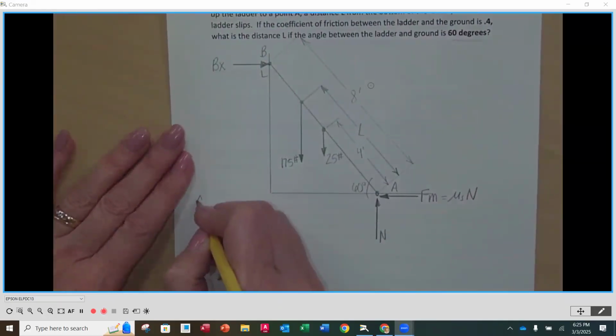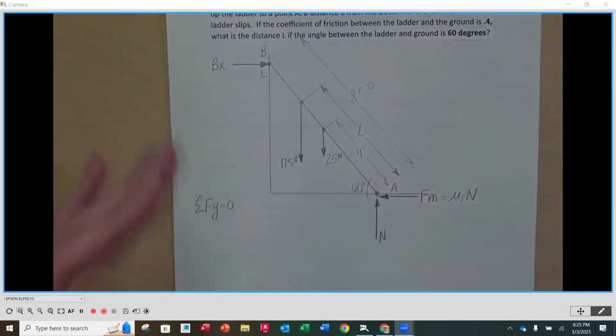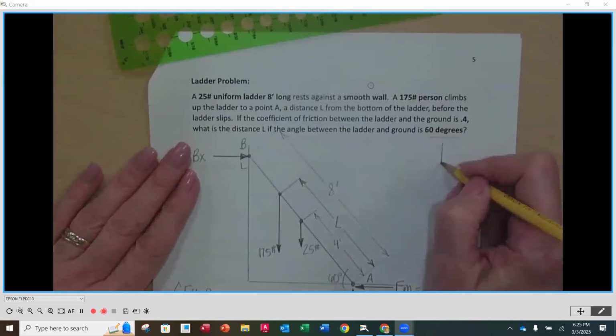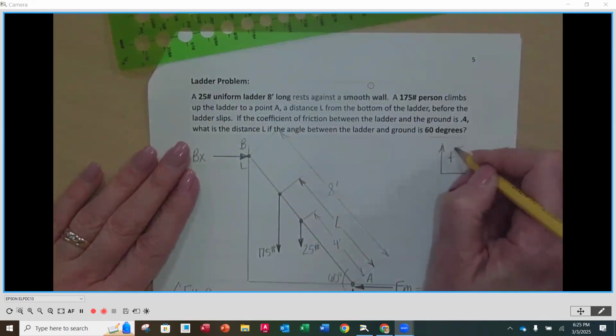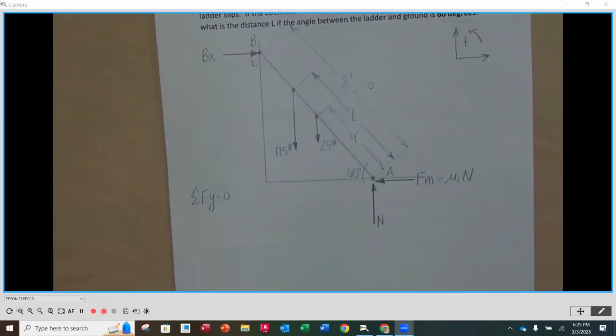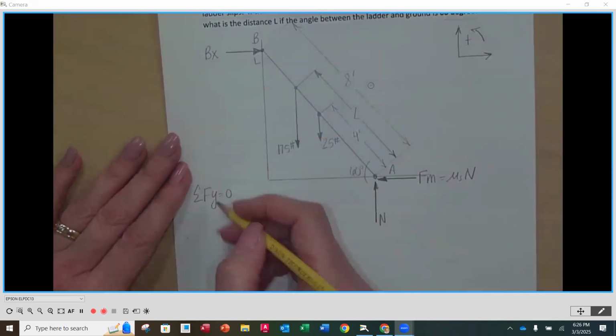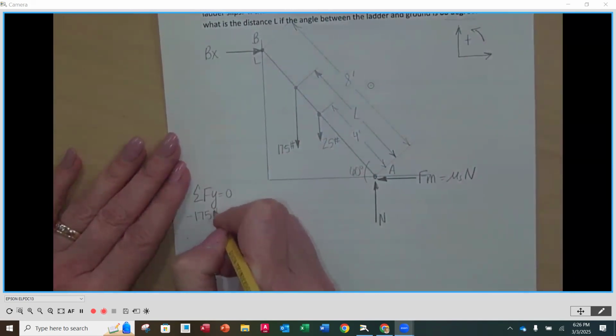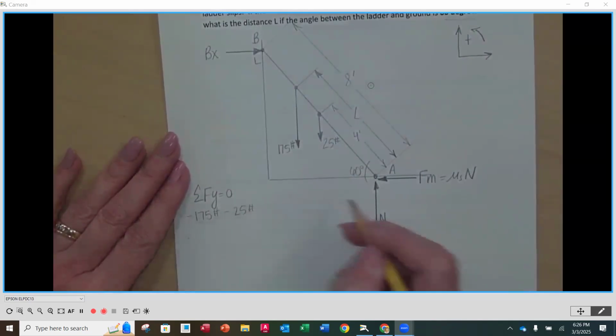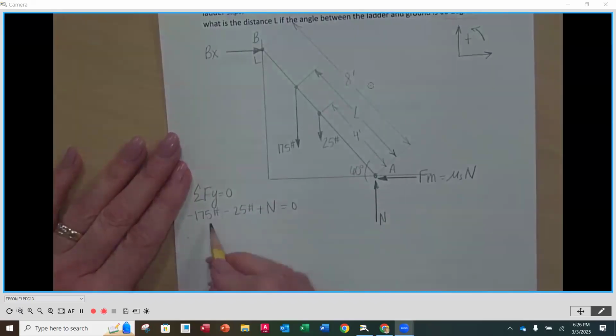So the first thing we're going to do is sum our forces in the Y direction equal to 0. Don't forget convention. Because otherwise we're going to look at some of the forces in the Y and be like, why did they put a positive and a negative? I don't understand. So as we look here, Y direction, we have a negative 175 pounds. We've got a negative 25 pounds. And we've got a positive normal force. Set that equal to 0. So it looks like this is going to be a negative 200 on this side. We're going to move it to the other side. Our normal force is going to be equal to 200 pounds.